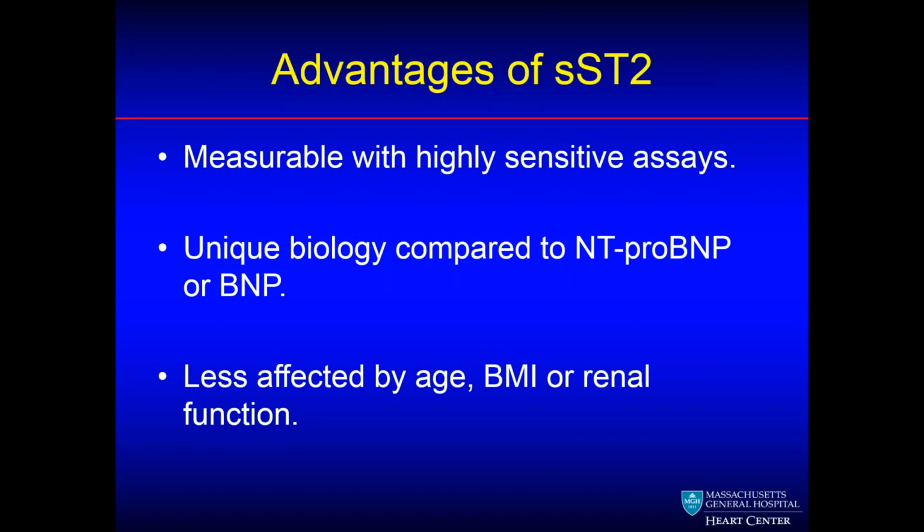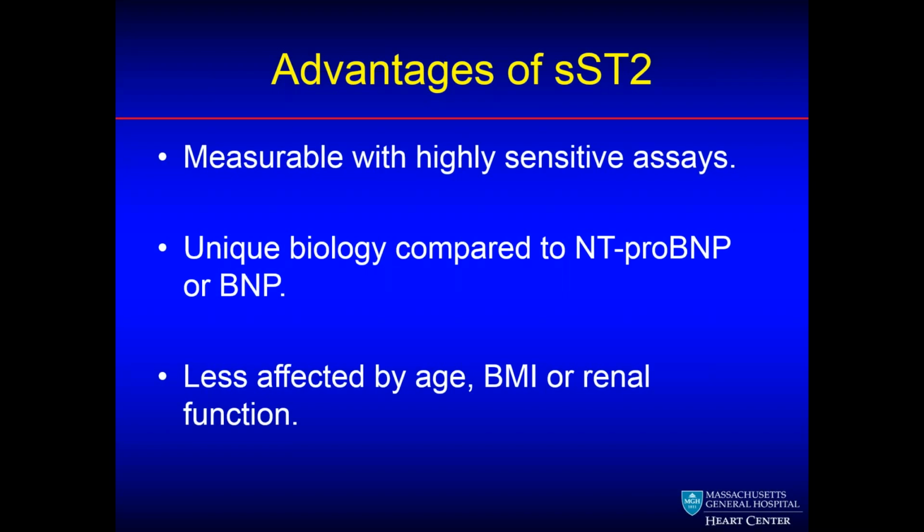They're actually additive. In addition, ST2, unlike the natriuretic peptides or troponin, is much less affected by the age of the patient that we test, their body mass index, or kidney function. And this is important because older patients, obese patients, patients with chronic kidney disease, these tend to be the areas of weakness for natriuretic peptides and troponin. And so we have found that ST2 is actually just as useful in patients that are older or who are overweight or who have bad kidneys. So I think that that's an important advantage.